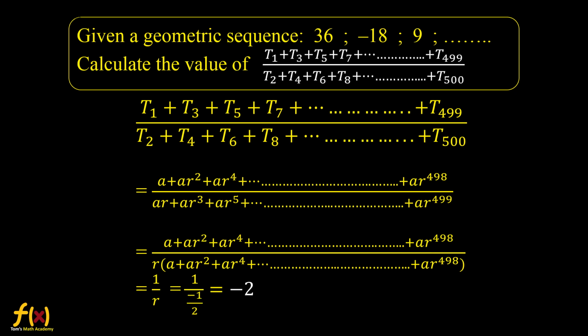But already we know that R is minus 1 over 2. Using the terms here, 9 divided by minus 18 or minus 18 divided by 36 will give us minus half. Then we use the calculator and we get minus 2. So the value of this expression is minus 2.